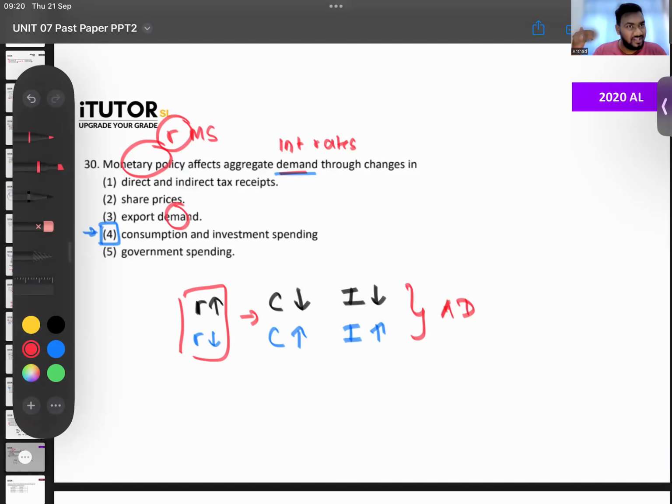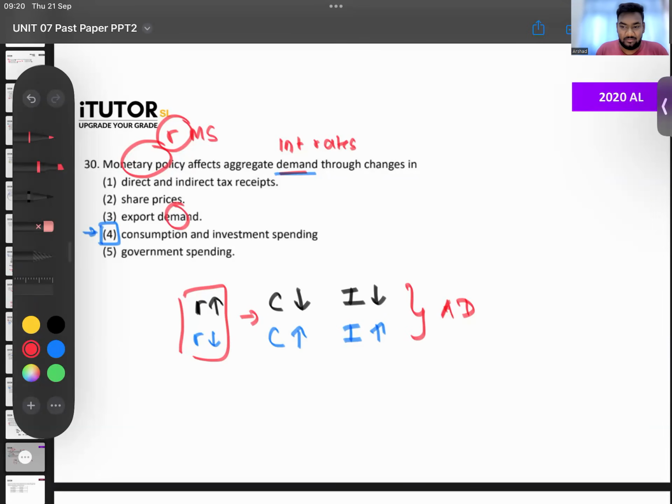But again, even if they say exports also, there is a more correct answer. You can't go with exports when they have told consumption and investment. And even if they have, let's say, split consumption and investment, then the most correct would be investment. That is the most affected by interest rates. You have to go with the main answer. You can't argue that exports will be affected, so that has to be the answer. Remember, I told you, always go with the most correct one.